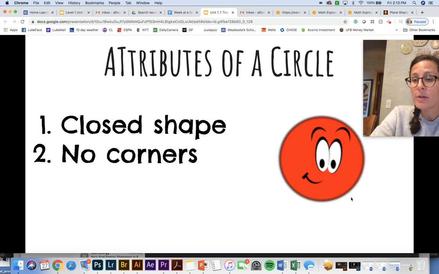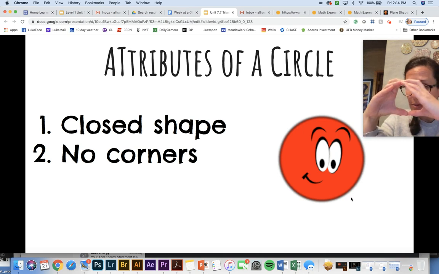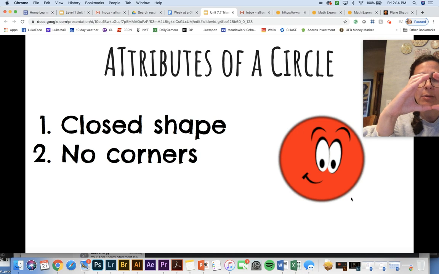All right, so the attributes of a circle, because remember that's the second shape we're going to be learning about today. The attributes of a circle, it is a closed shape. So everybody say closed shape. Excellent. And it has no corners. So that means there are no points where the circle comes together. It is just smooth all the way around. So closed shape, no corners. Remember that closed shape means that even if it was open just a little bit, it no longer is considered a closed shape. Great.